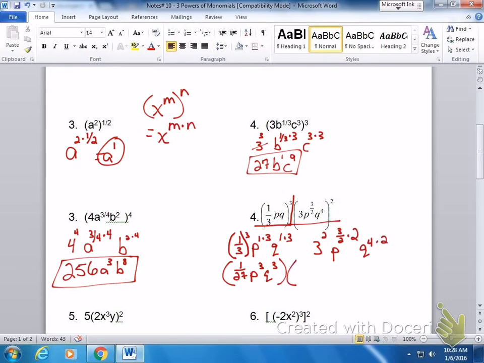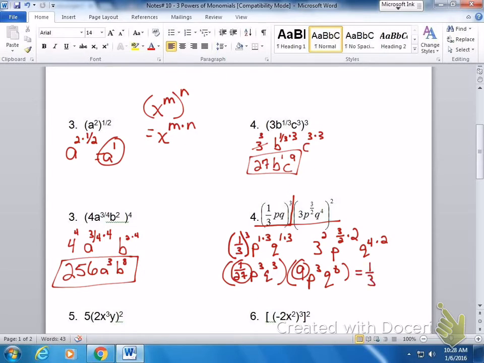Now I'm going to open up parentheses on this one. 3 times 3, or 3 squared, is 9. P to the 3 halves times 2 would be p to the 3rd. And then q to the 4 times 2 would be q to the 8th. So now it's back to what we did yesterday, where we have to multiply. So I'm going to take my numbers and multiply those. 1 over 27 times 9 is 1/3.